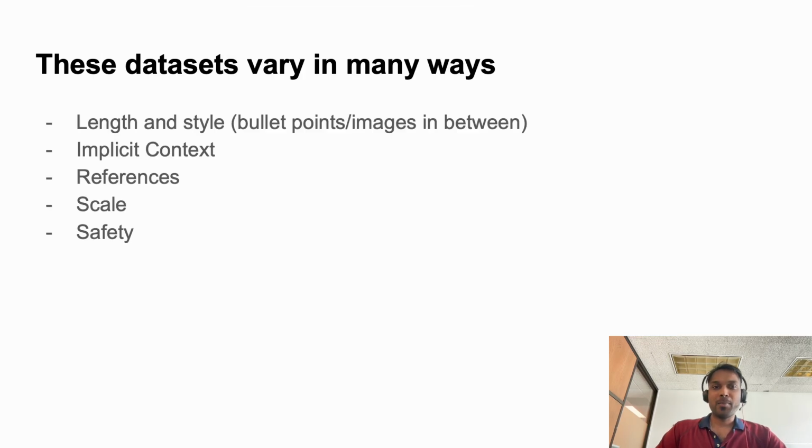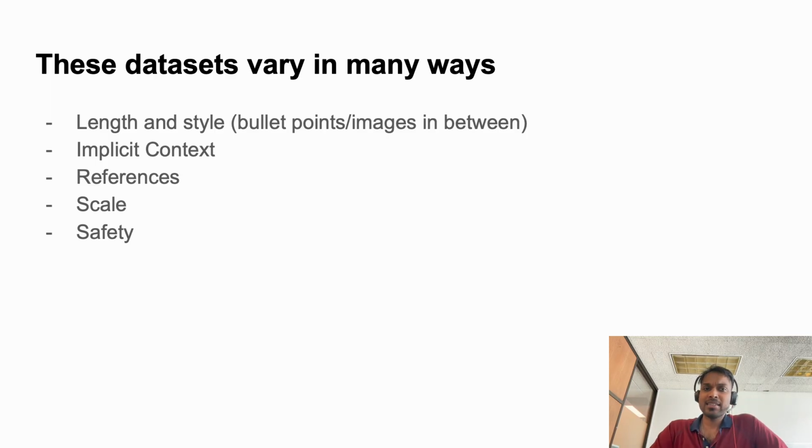So in order to gather these large-scale instruction-tuned data sets, we need to take care of a lot of things. Length and style: people generally prefer bullet points, and for instance, in the previous case, we had images as well, which decorated the answer. There can be implicit context, which can make things a little bit complicated. What are the assumptions of people? Do different people have different assumptions? Do they agree or disagree on a lot of things? Then there could be references as well. People would like to add references.